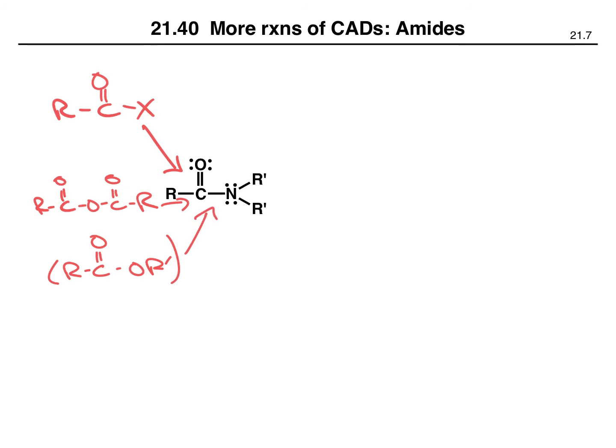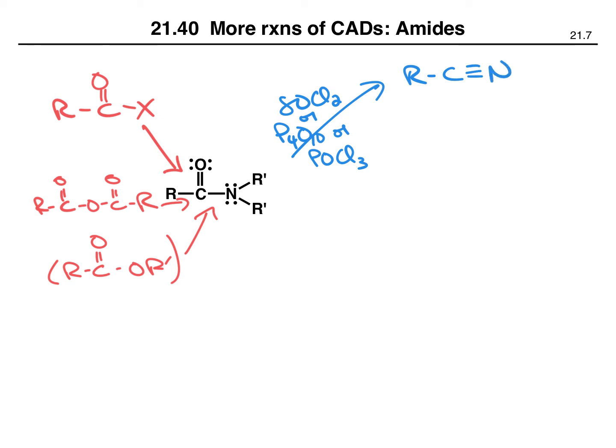Now, what kinds of reactions will amides undergo? If this is a primary amide, this can be treated with thionyl chloride or phosphorus pentoxide or phosphorus oxychloride, and that will give a nitrile. But if we focus on nucleophilic acyl substitution reactions, this can be hydrolyzed. Well, if this is treated with water, we get no reaction. And that's a really good thing, and we'll come back to that in a second.